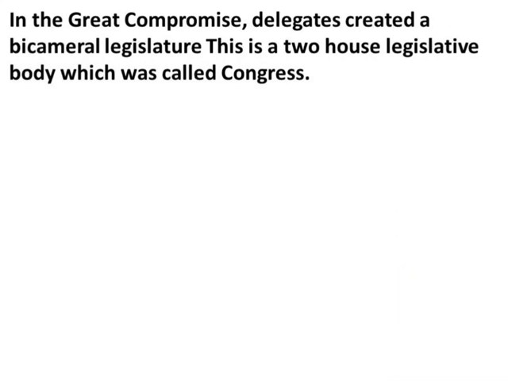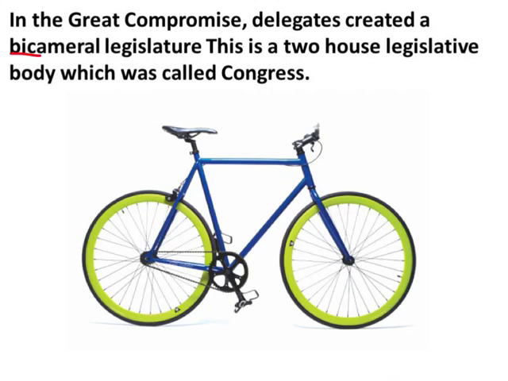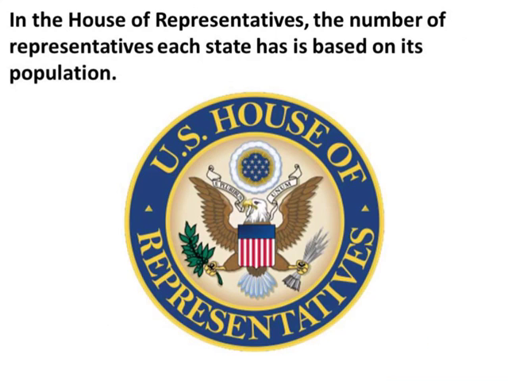In the Great Compromise, delegates created a bicameral legislature. This is a two-house legislative body which was called Congress. So the prefix bi means two. Like a bicycle has two wheels, a bicameral legislature has two houses to it. In the House of Representatives, the number of representatives each state has is based on its population. So the House of Representatives is the first house in the bicameral legislature.